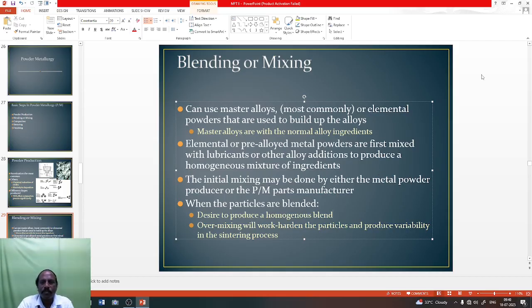You can use master alloys, mostly elemental powders used to build up the alloys. Master alloys are made with the normal alloy ingredients. Elemental or pre-alloyed metal powders are mixed with lubricants or other alloy additions to produce a homogeneous mixture of ingredients. Mixing with more ingredients gives consistent products. The initial mixing may be done by either the metal powder producer or the product manufacturer. When the particles are blended, too much mixing will work-harden the particles and produce variability in the sintering.